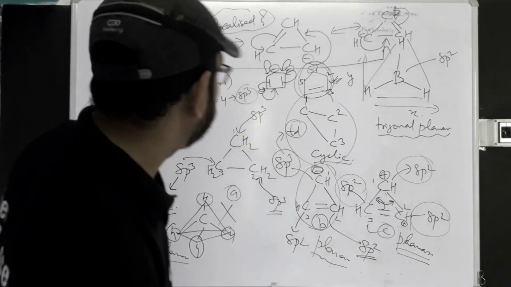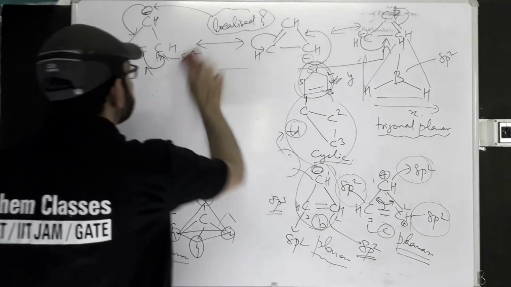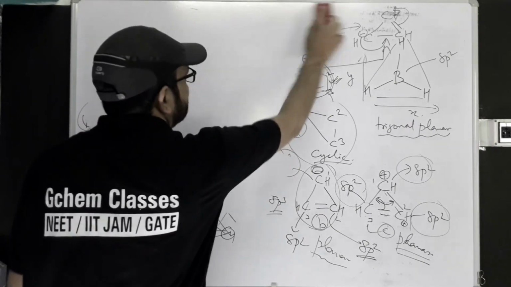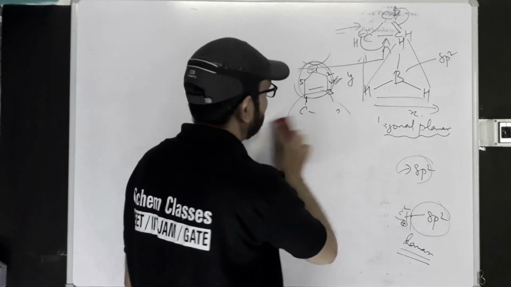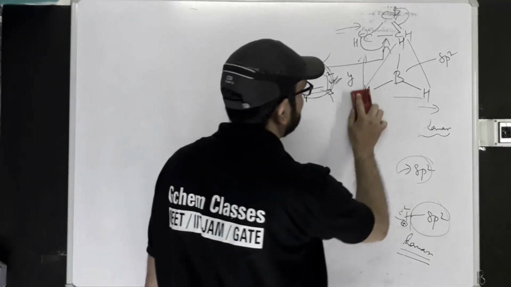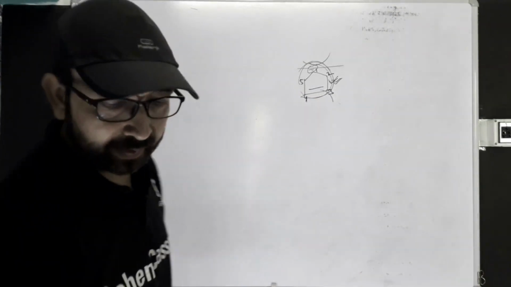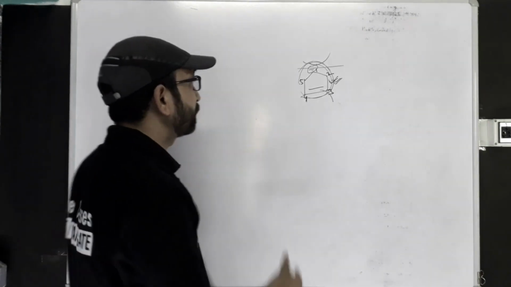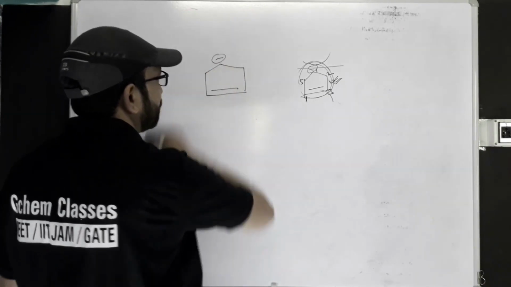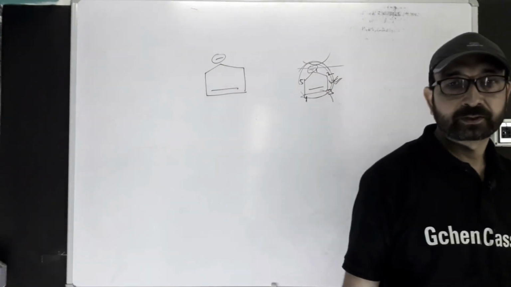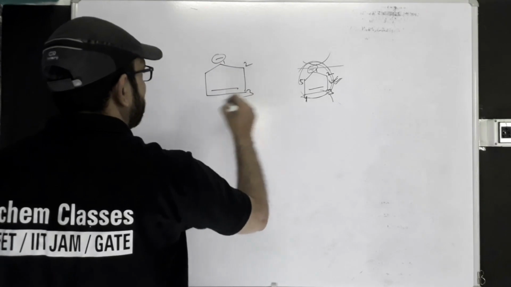Okay, I'll rub it and I'll draw it. I'll just leave that structure alone. Remaining I'll rub it. Okay, just let me know whether that molecule is planar or not. Okay, you are saying planar. How are you saying planar? Just see this molecule. What is the concept you have applied? I'm numbering 1, 2, 3, 4, 5.